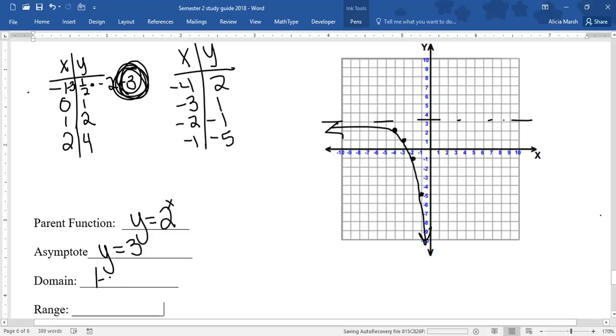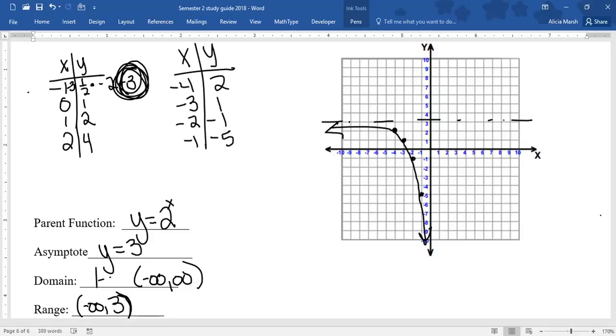Domain, I'm going to get negative infinity to infinity, because I get all the positive x's and negative x's. But my range, I am from negative infinity to 3. But notice, guys, I'm not going to include 3 because I can't touch that asymptote, because that's what y values my graph will not contain.